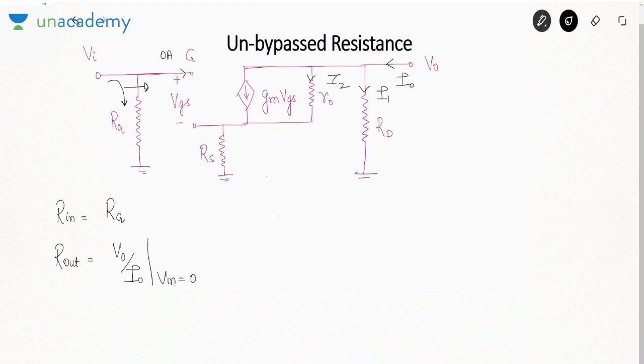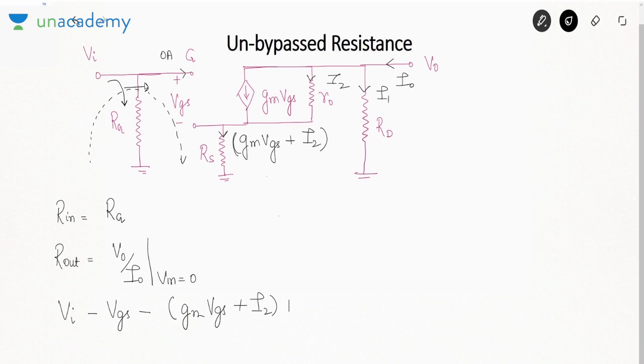Now, what is the current here? The current gm VGS is coming from here, I2 is coming from here. So this current is gm VGS plus I2. Now, if you apply KVL like this, what can I say? Vi minus VGS minus (gm VGS plus I2) into RS equal to 0.